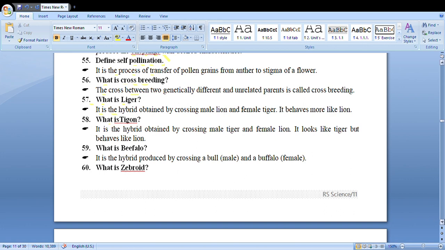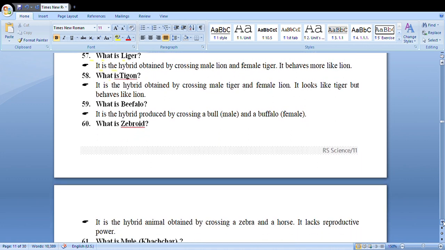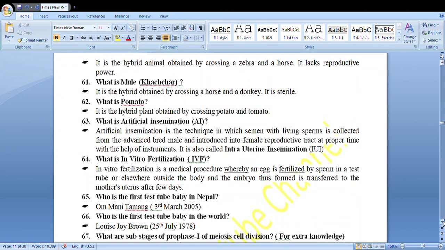What is zebroid? It is the animal obtained by crossing zebra and horse. It lacks reproductive power. What is mule? It is a hybrid obtained by crossing horse and donkey. It is sterile. What is pomato? It is a hybrid plant obtained by crossing potato and tomato.